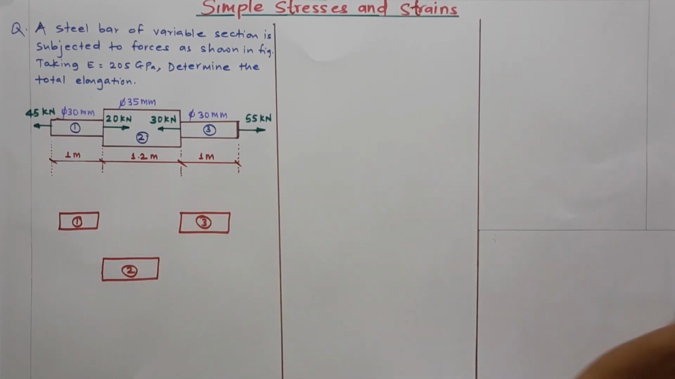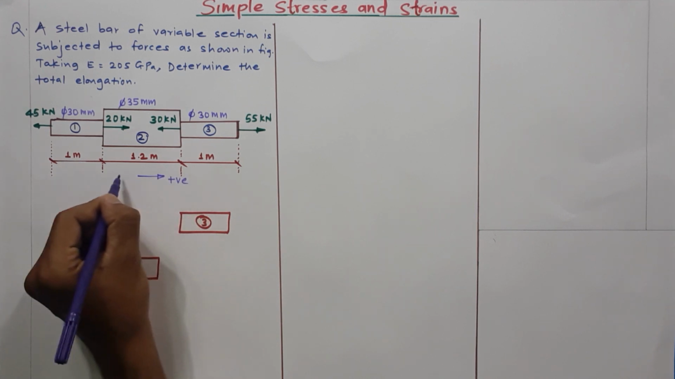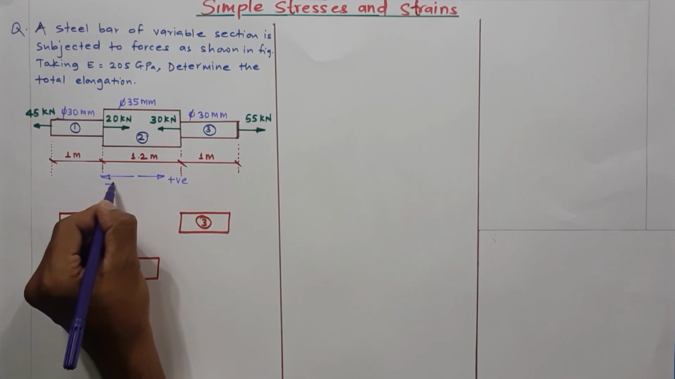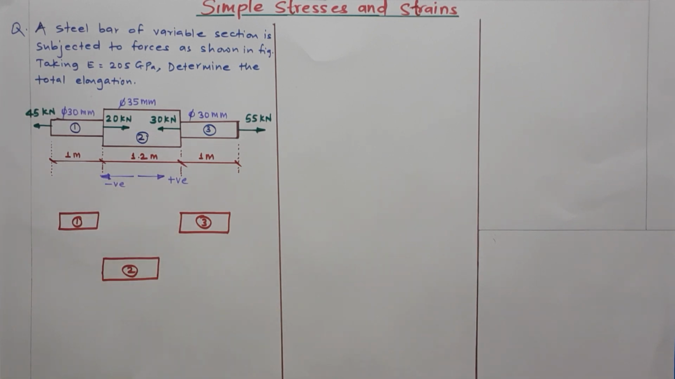Let's see how to find the internal stresses or internal forces produced in each part. We assume some sign conventions for horizontal forces, forces along the x-axis. If forces go towards the right side, we take positive, and if forces go towards the left side, we take negative. Simple. We assume these sign conventions.